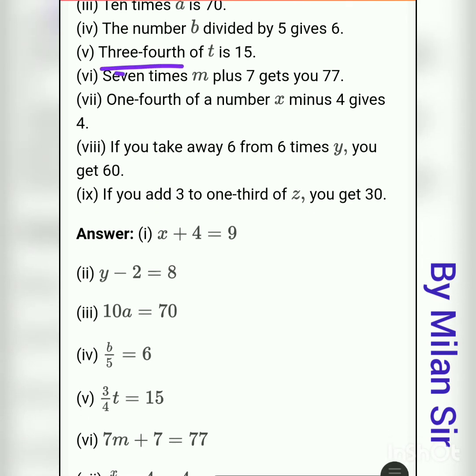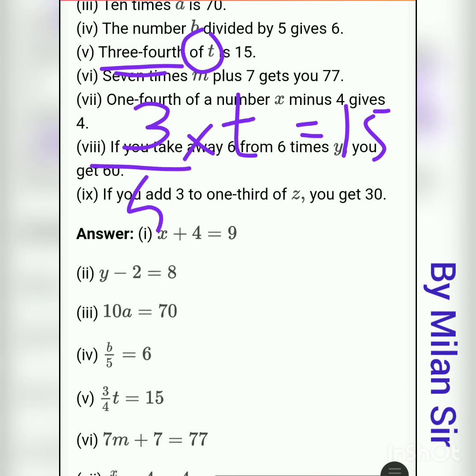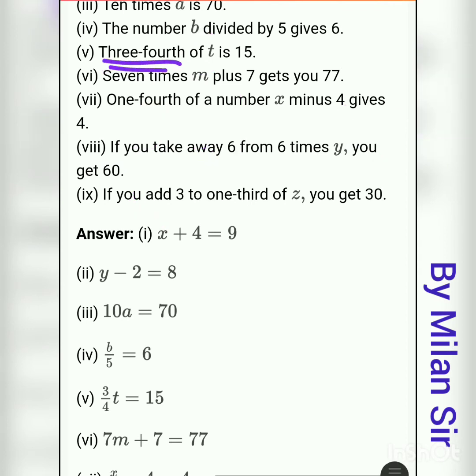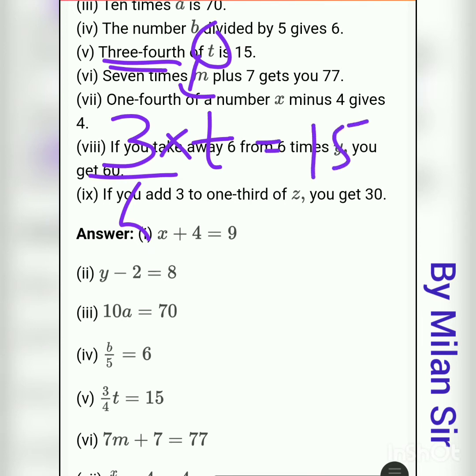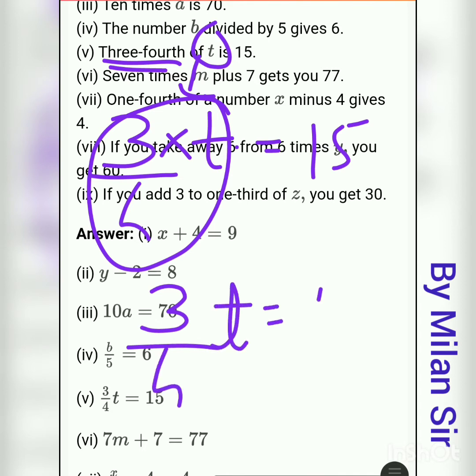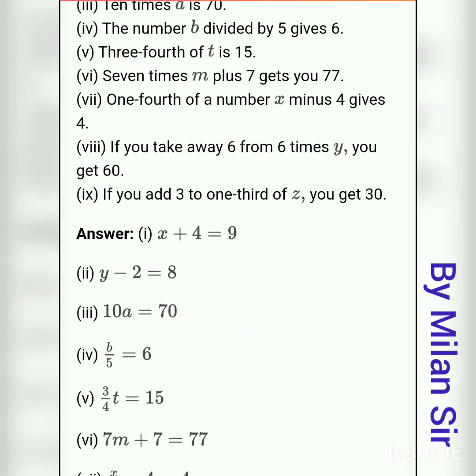After that, 3/4. 3/4 shows division, that means 3 divided by 4. "Of" shows multiply, and t, and the answer is 15. Okay, we need to read the line and form the equation. Again, 3/4 means 3 by 4, of shows multiply, the t we need to write here, and the answer is 15. So 3 by 4 multiply t, we can write 3 by 4 t is equal to 15.